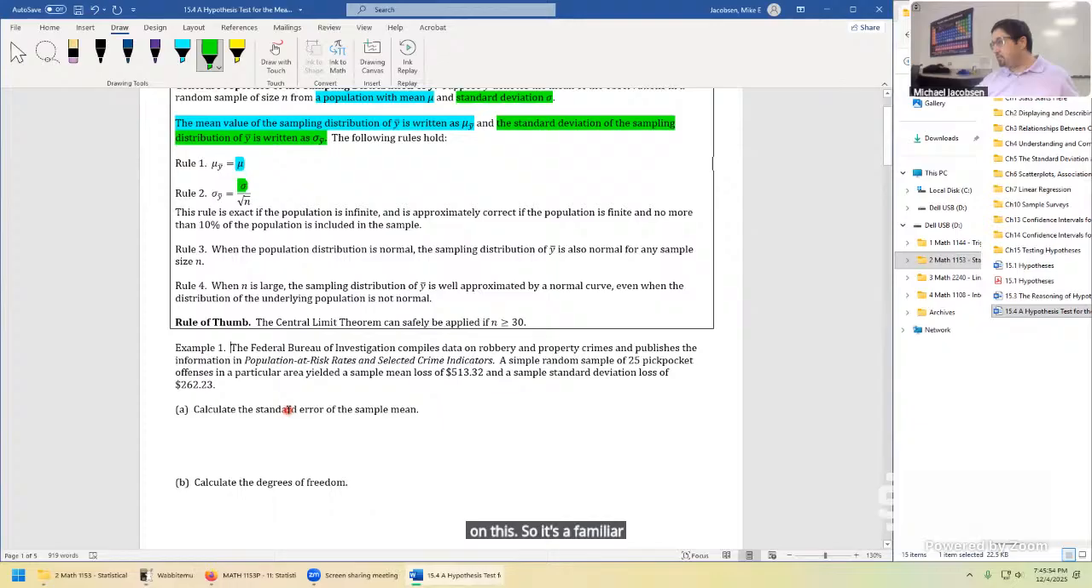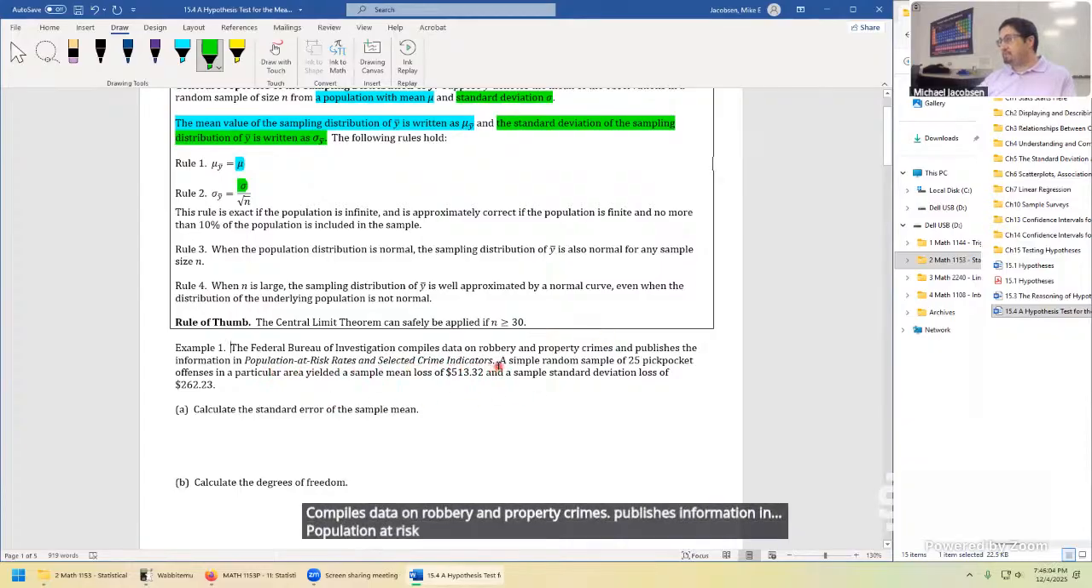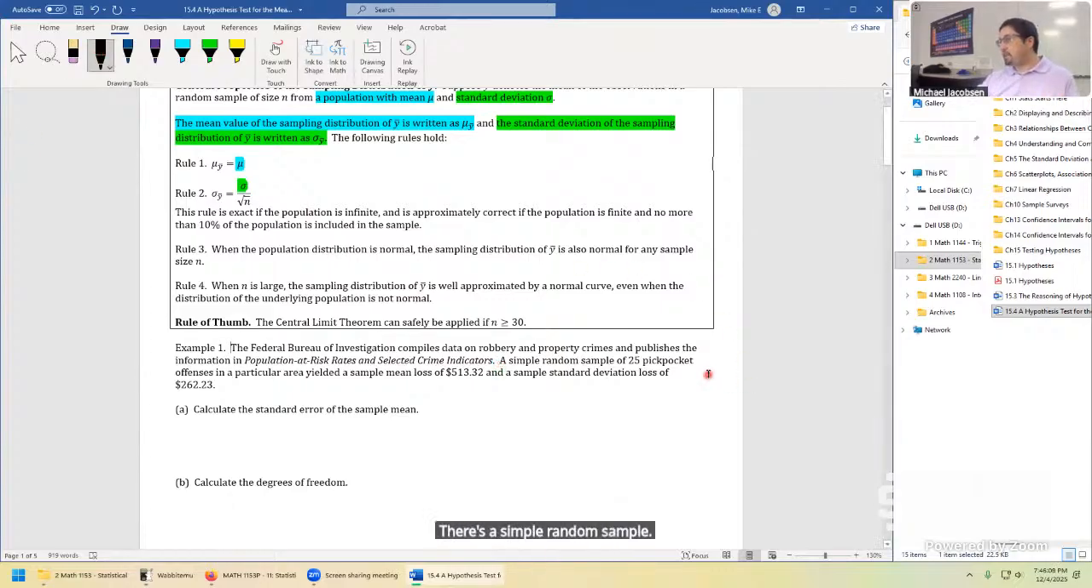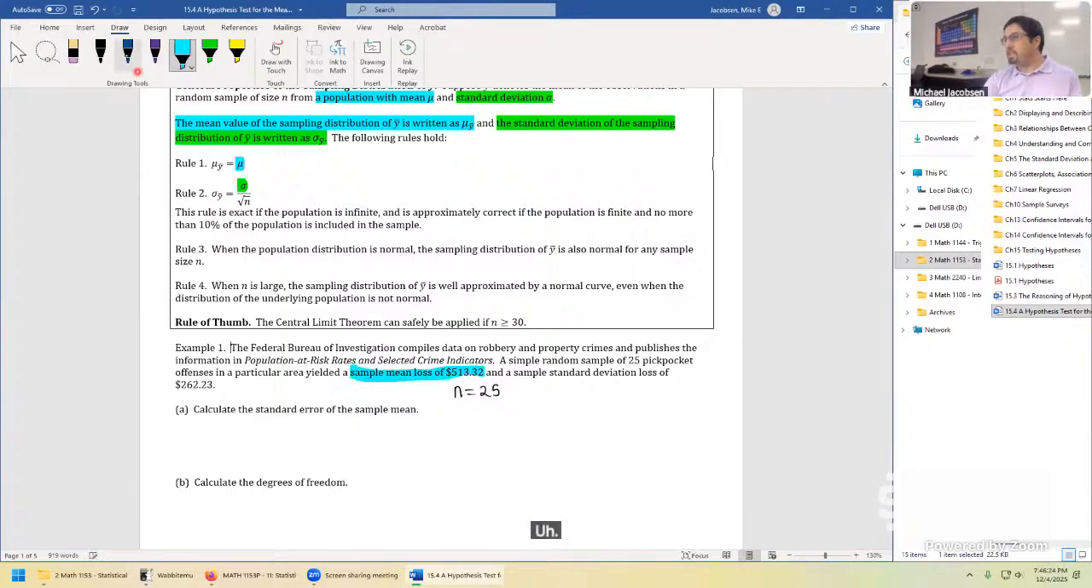It says the Federal Bureau of Investigation compiles data on robbery and property crimes, and publishes information in Population at Risk and Selected Crime Indicators. So in that article, there's a simple random sample of 25 pickpocket offenses in this data set. So that's our sample size. We're also given a sample mean loss of $513.32. So we can call that, say, y bar is 513.32.